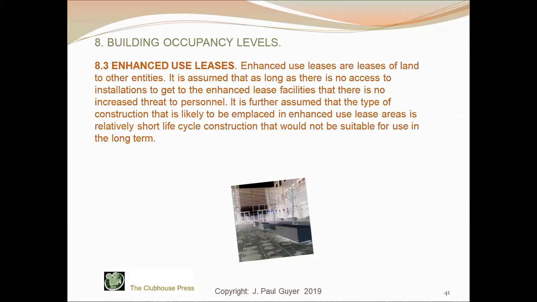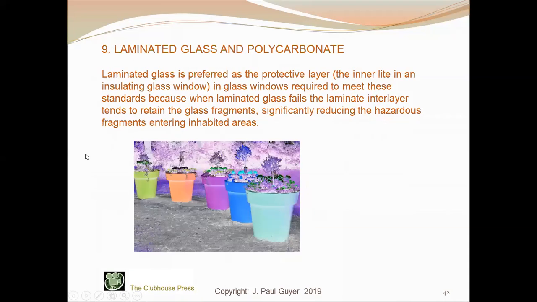And enhanced use leases, that's just where the military or whoever it is leases the ground to a user. Now, getting back to the windows, generally speaking, with glazing systems, laminated glass with a polycarbonate layer sandwiched in between is the glazing system of choice.